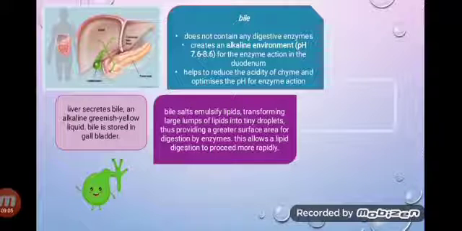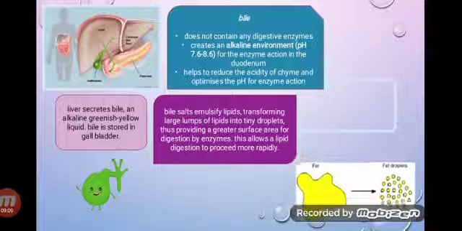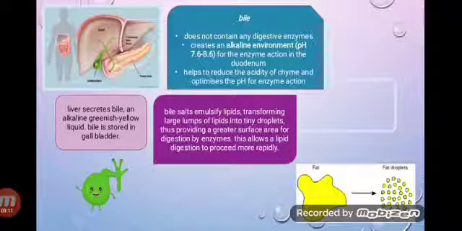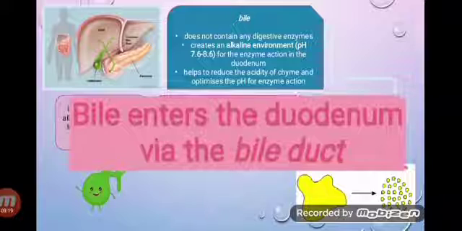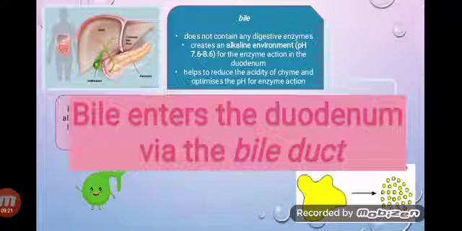Bile salts emulsify lipids, transforming large lumps of lipids into tiny droplets, thus providing a greater surface area for digestion by enzymes. This allows lipid digestion to proceed more rapidly. Then bile enters the duodenum via the bile duct.